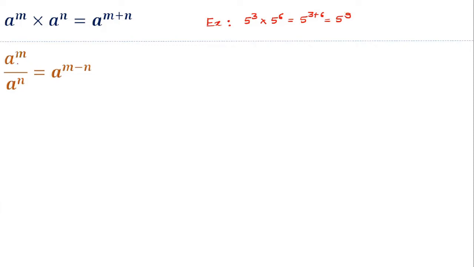Now while dividing, if bases are same and powers are different, then while dividing subtract the powers. A to the power m divided by a to the power n is equal to a to the power m minus n. See an example.